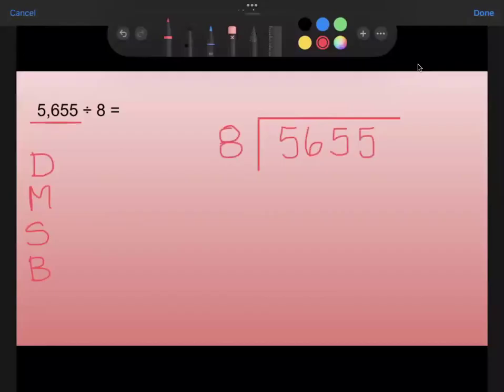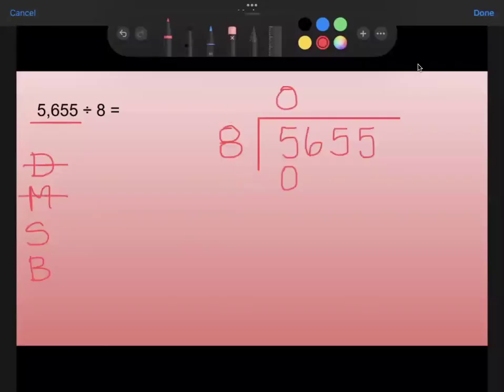So I'm going to start by asking myself, how many times does 8 fit into 5? And the answer is 0. If I have 5 of something, I can't make a group of 8 out of it. So I'm going to put a 0 there, cross off division. Next step is multiplication, where I'm going to take the number I just put on the top, multiply by the number on the outside, and loop it back down. So 0 times 8 is 0.